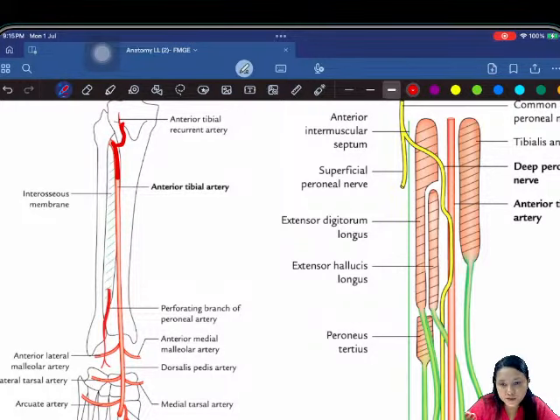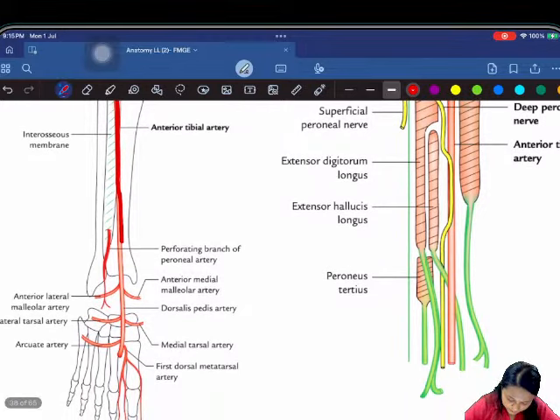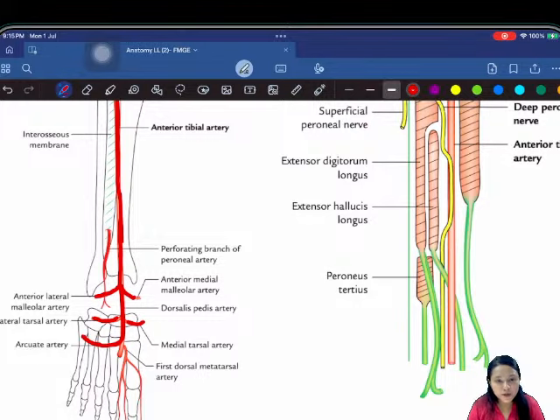Recurrent always goes in an opposite direction. Then as this artery comes down, you can see it is giving the anterior medial malleolar artery and the anterior lateral malleolar artery. Okay? Then it becomes the dorsalis pedis artery. It also gives the lateral tarsal and medial tarsal arteries, for the tarsal bones. Okay, and then it takes a turn, that is the arcuate artery. Before the arcuate artery, it dips down, giving another branch here, that is the first dorsal metatarsal artery.